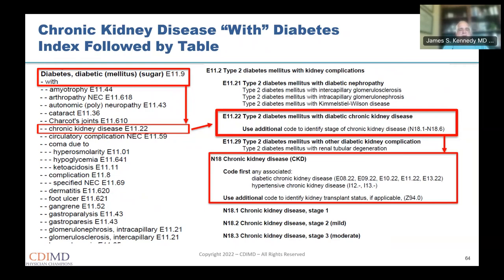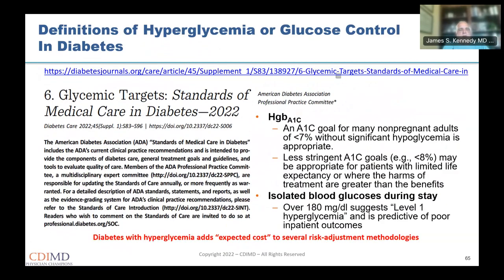So there's my use additional code. It then has other code first instructions. So notice that I cannot use the N18 code first. I have to code first the E11.22, followed by the N18 code that's applicable to the situation. But this is how a coder should look up a code, and this is what you're going to have to get some practice in doing yourself in order to be able to navigate some of the pitfalls and booby traps that you may encounter in your work.